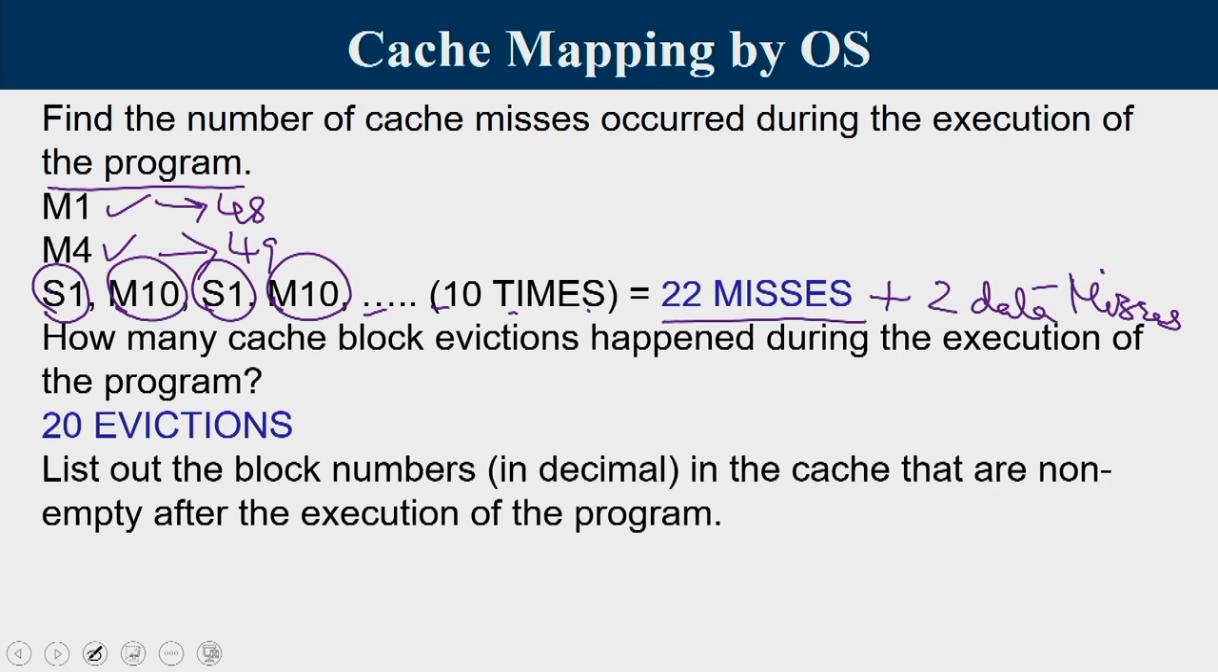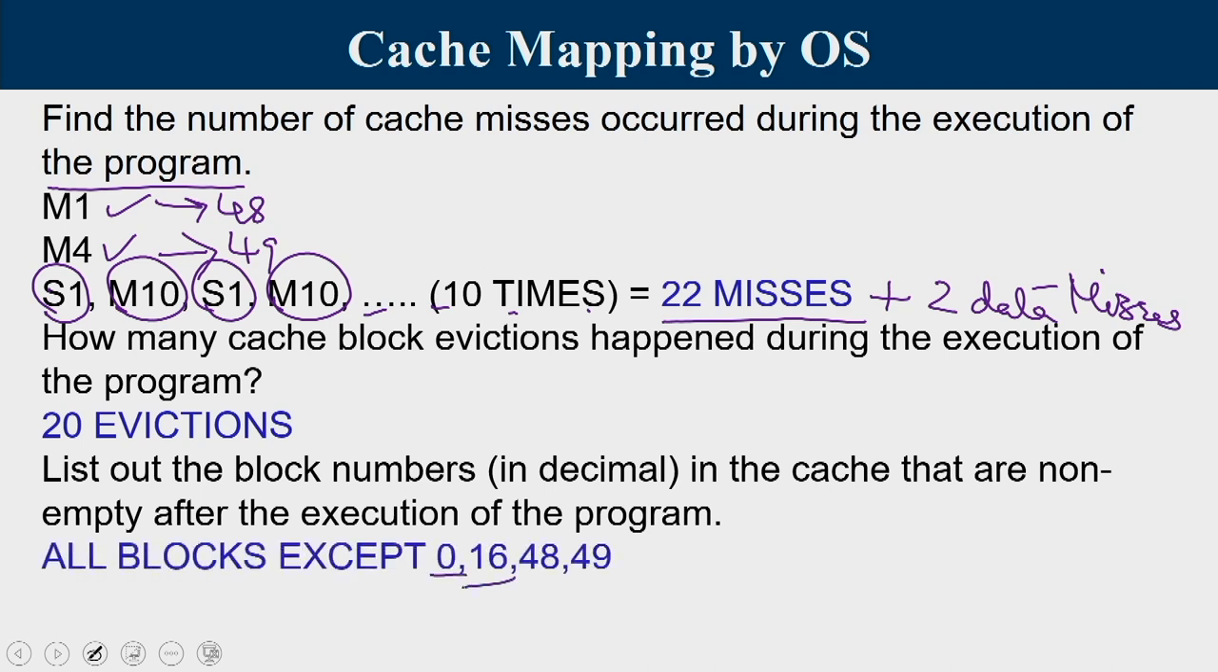List out the block numbers in decimal in the cache that are non-empty after the execution of this program. So, it is block number 0 and block number 16. These are the set numbers. Set and block are the same in the case of a direct mapped cache. So, set number 0 and set number 16 will have the data, and set numbers 48 and 49 will carry your main routine M and the subroutine S. So, this gives us a clear idea about what will happen whenever you run multiple programs.